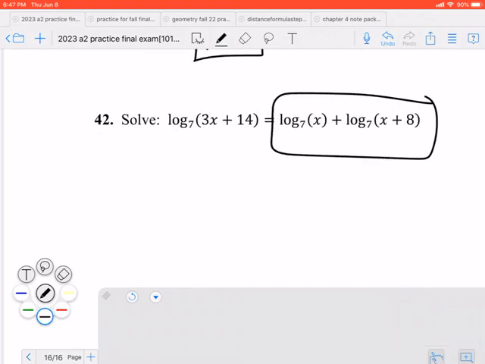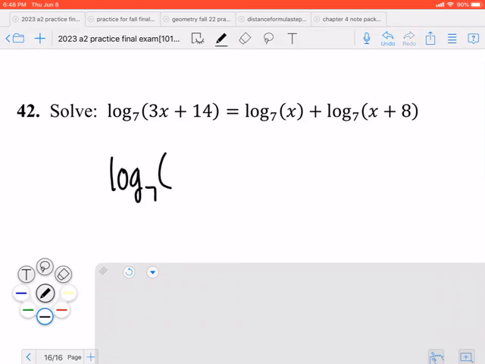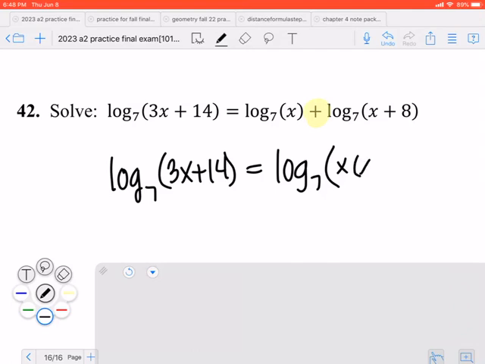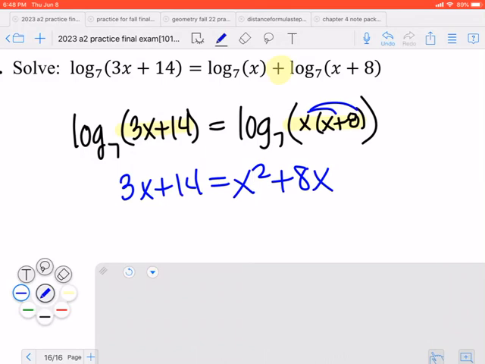This side does not have that. There's two logs being added together. So what we can do is use our condensing rules to condense those into one logarithm. So our left side, log base 7 of 3x plus 14 is equal to log base 7. It's a plus, so I would multiply their parts. So it'd be x times x plus 8. Now we can set the parts equal to each other. So we have 3x plus 14 is equal to, I'm going to go ahead and multiply that out, x squared plus 8x. So we're quadratic here.